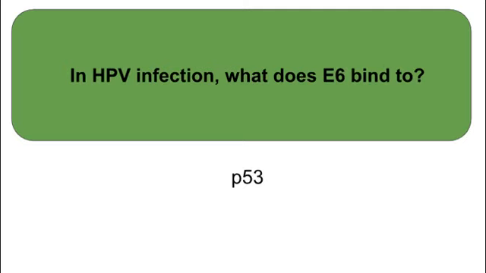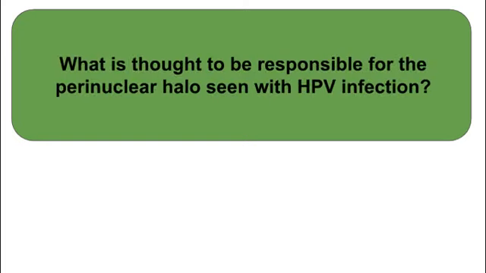E6 binds to P53, promoting its degradation. In HPV infection, what does E7 bind to? E7 binds to RB, resulting in the release of E2F and promoting the transition from G1 to S in the cell cycle. What is thought to be responsible for the perinuclear halo seen with HPV infection?